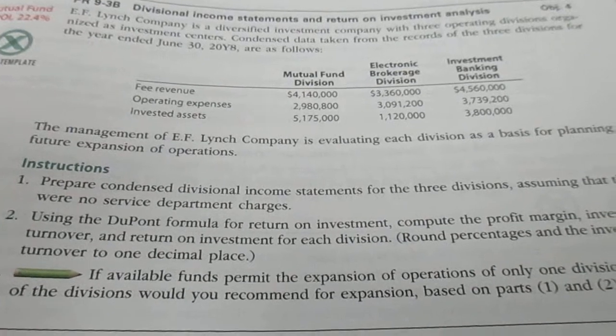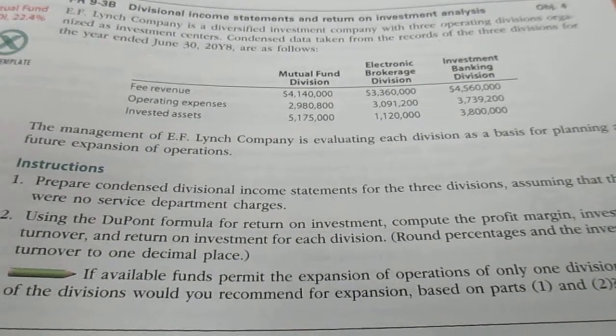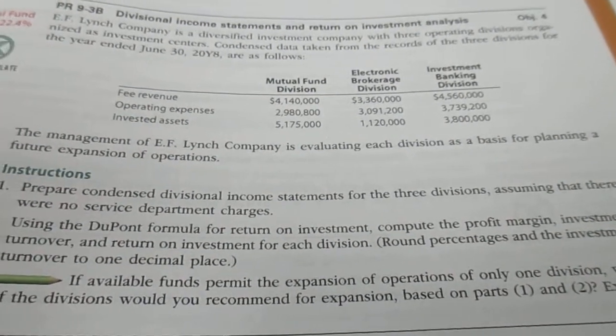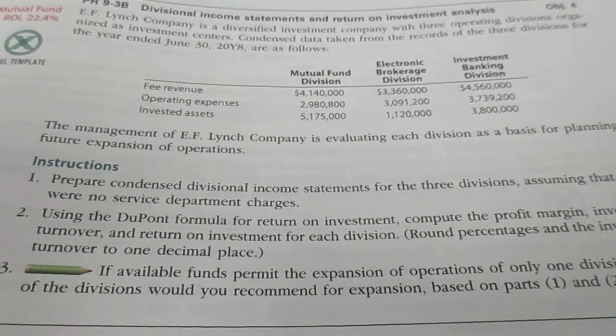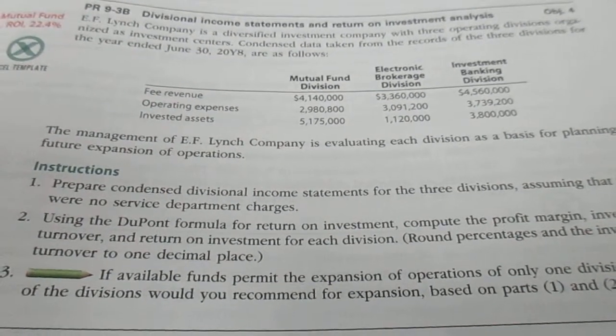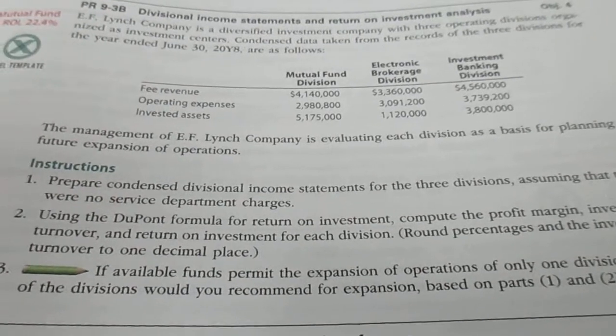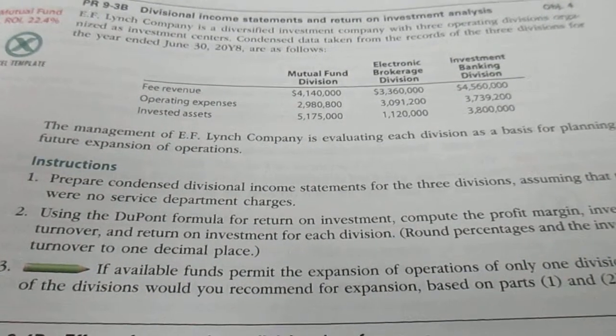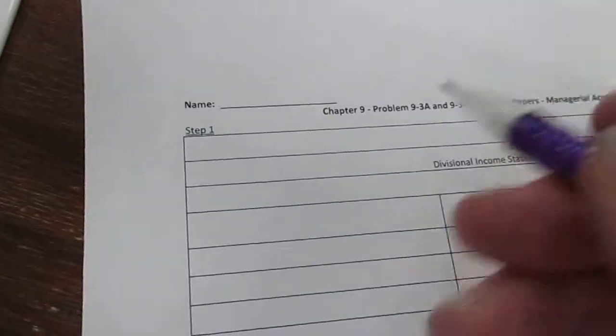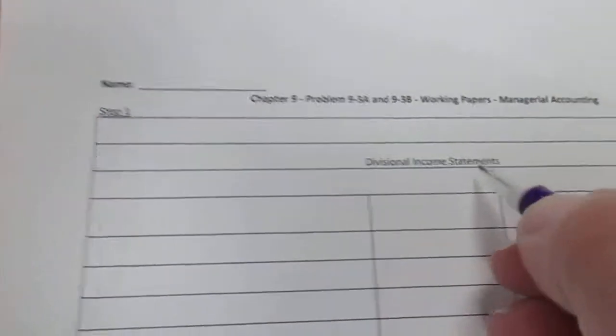So step 1, prepare the condensed divisional income statement for the 3 divisions, assuming that there were no service department charges. Step 2, using the DuPont formula for return on investment, compute the profit margin, investment turnover, and return on investment for each division. Okay. So step 1 is going to be creating a divisional income statement.